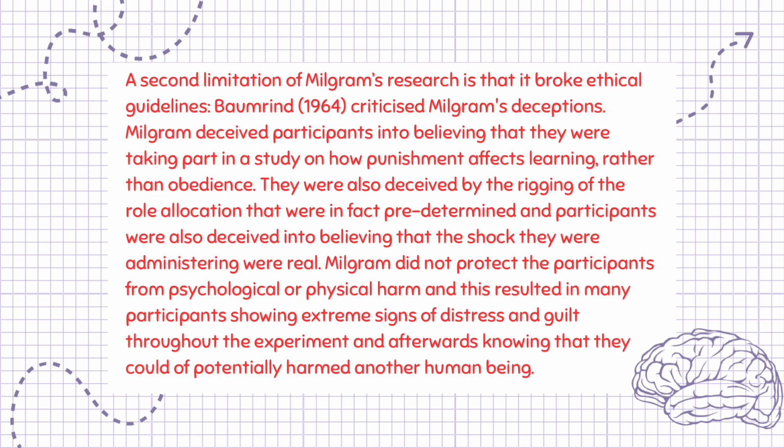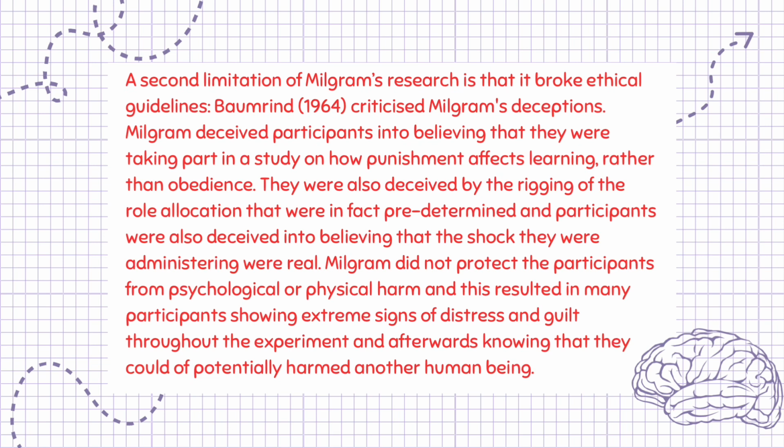A second limitation of Milgram's research is that it broke ethical guidelines. Baumrind, 1964, criticized Milgram's deceptions. Milgram deceived participants into believing that they were taking part in a study on how punishment affects learning, rather than obedience. They were also deceived by the rigging of the role allocation, which was in fact predetermined, and participants were also deceived into believing that the shocks they were administering were real.